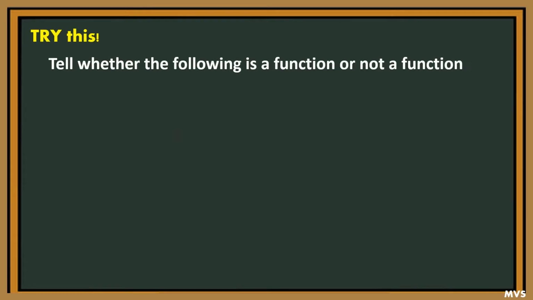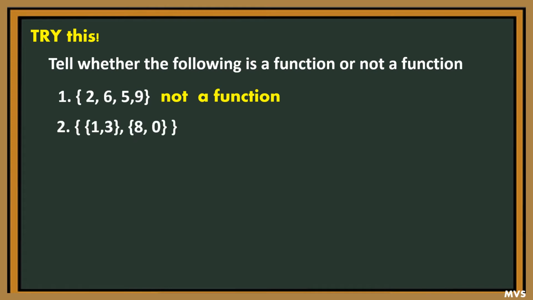Try this. Tell whether the following is a function or not a function. Number 1, 2659. Function or not? Definitely, this is not a function because the given is not a set of ordered pairs. Number 2, function or not? Not a function because the given is not a set of ordered pairs. It is a set of pairs of set.